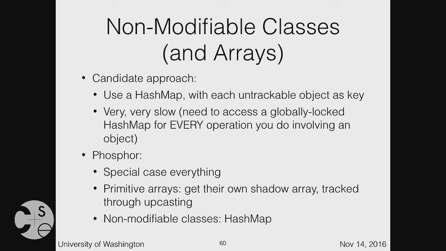So Phosphor basically sees a whole lot of special cases here. In the general case, Phosphor is going to add this extra tag field to classes. And if it can't, then it's going to use this hash map. When we have primitive arrays, we give them a shadow array, and then we track those through upcasting. As we move arrays around, we also move the shadow arrays around. And this works through multidimensional arrays too. If someone wants to go into details, I've got plenty on that, but I'm going to skip through it lest we glaze over.